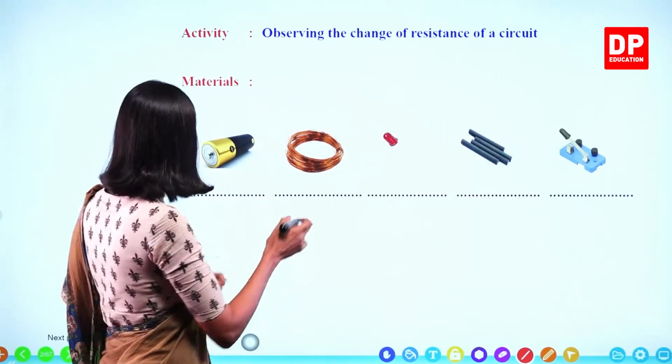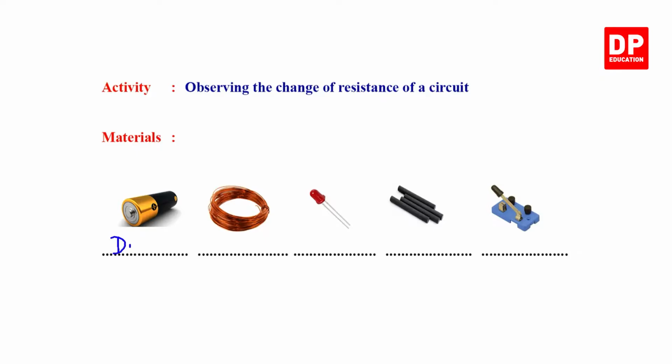We will write: dry cells, connective wire, LED, light emitting diode, carbon rods, switch.